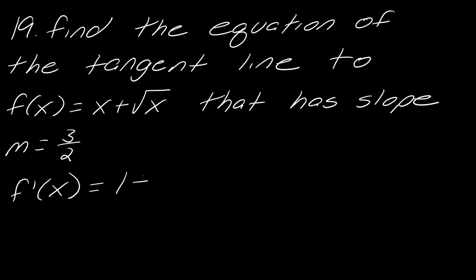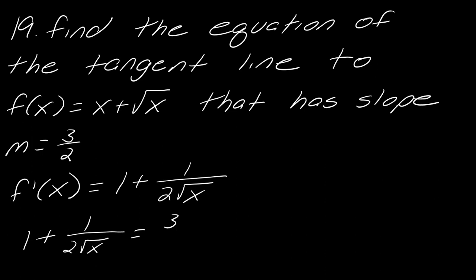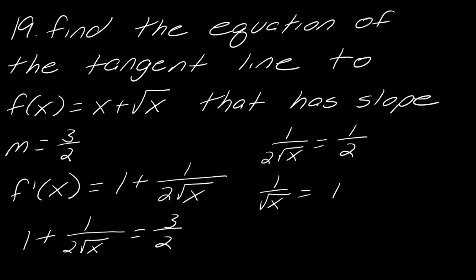And so if I take the derivative, I'm going to have 1 plus 1 over 2 times the square root of x. Okay, so in this case, I know that I want my tangent line to have a specific slope, 3/2. So I need to figure out at what point I would have this value. What would my x have to equal so that this would equal 3/2? If I subtract off the 1, I get 1/2 equals 1 over 2 times the square root of x. Now I can multiply both sides by 2 to get 1 over the square root of x equals 1. And so the square root of x just equals 1, so that means that x has to equal 1.